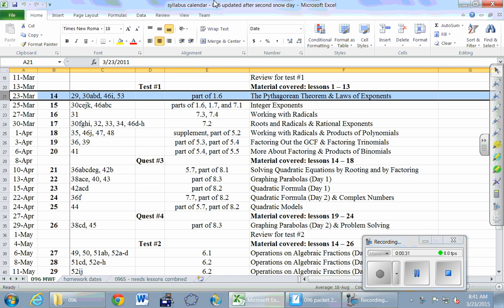Today we talk about perhaps the most famous theorem in all of mathematics, the Pythagorean theorem, and then start a major topic about laws of exponents. And you can see that next class it's exponents. Working with radicals has to do with exponents, and then rational exponents. So lots and lots of stuff coming up on exponents.